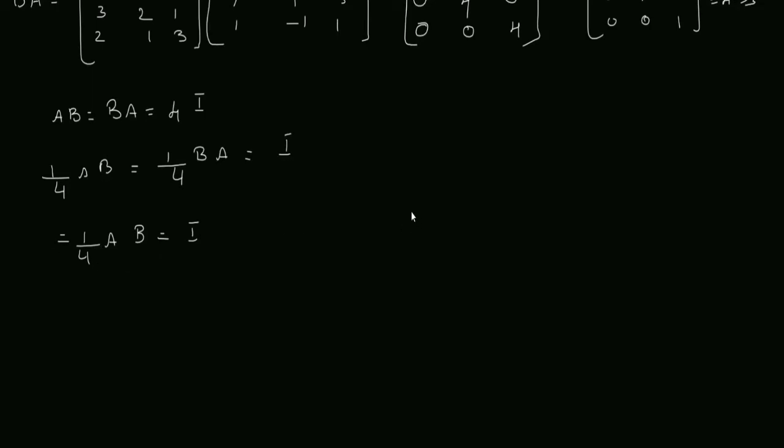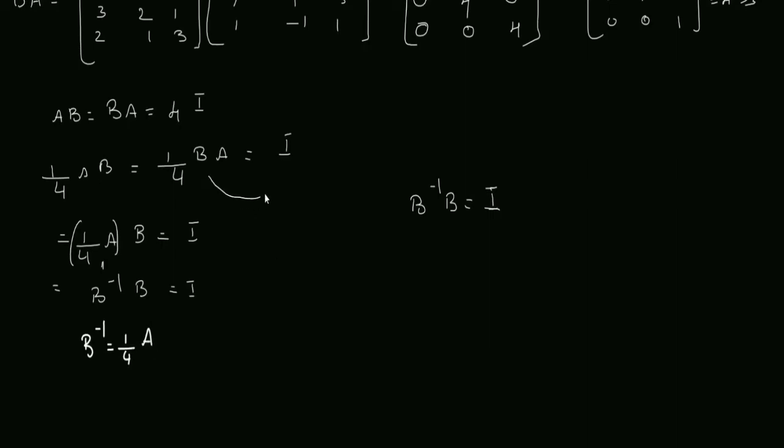See, when you have B inverse into B, only then you will get matrix I. If you are getting an I matrix, that means one matrix is the inverse of the other. So B inverse into B is equal to I. So this 1 by 4A will become B inverse. So from this we get B inverse is equal to 1 by 4 into A.